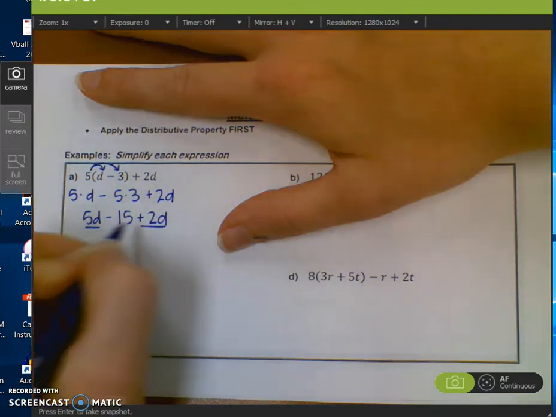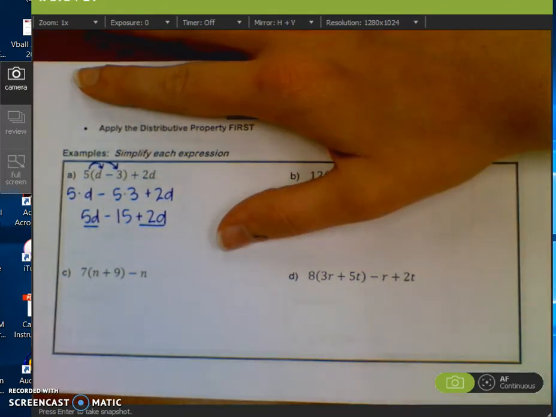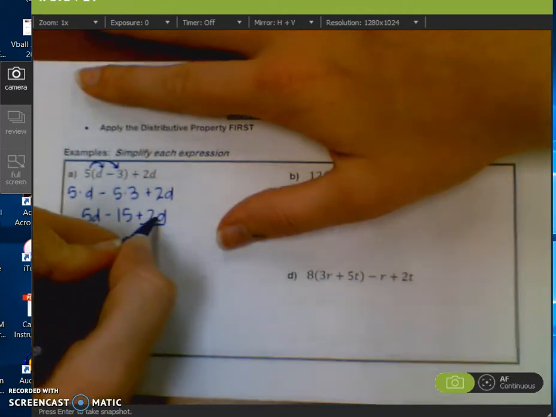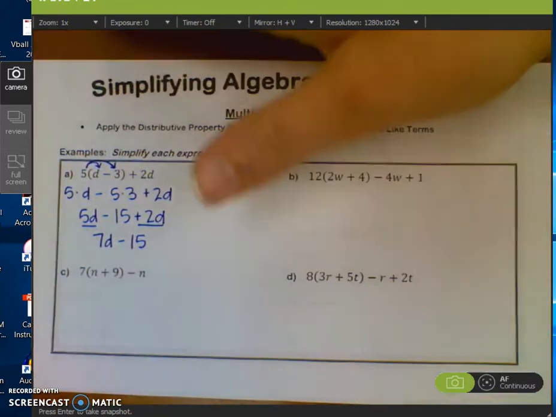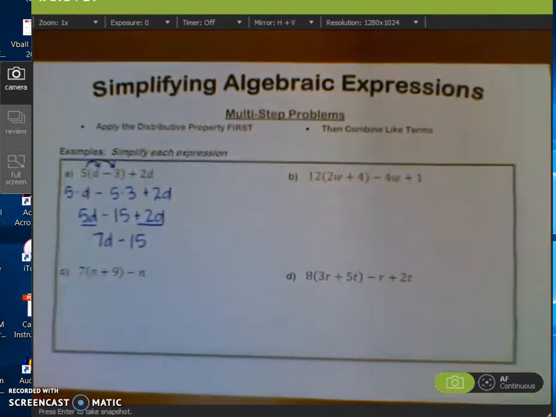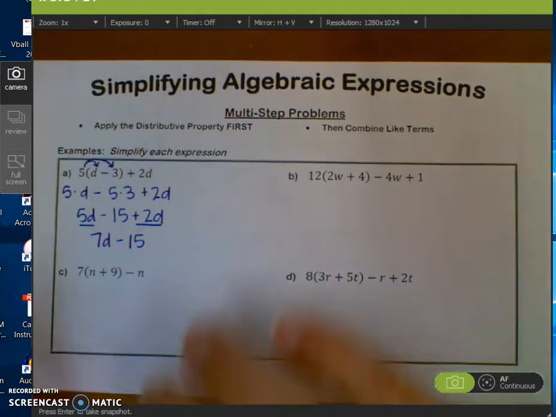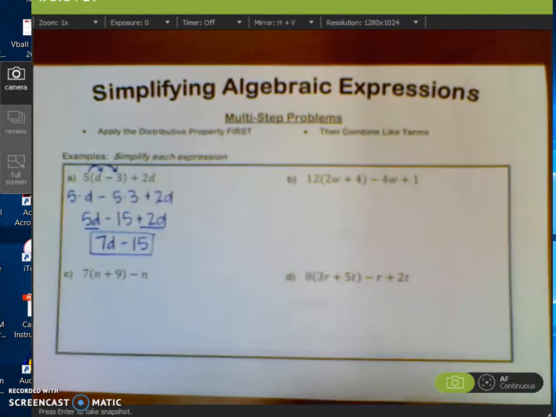I noticed that 5d and 2d both have the same variable with the same exponent, and so I'm going to add the two of them. 5d plus 2d is 7d. And then I'm just going to bring down the minus 15. 15 is a constant term. It doesn't have a variable, so it is not a like term with 7d. This expression is now in simplest form, 7d minus 15.